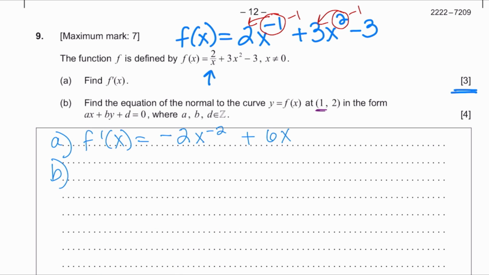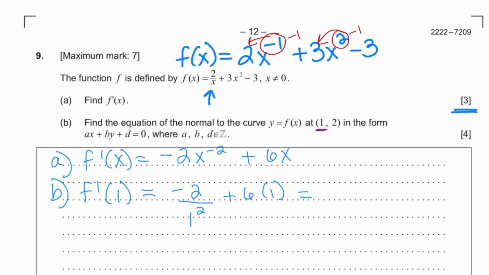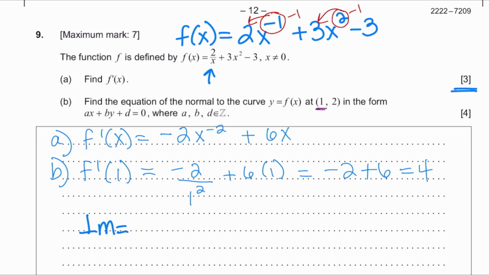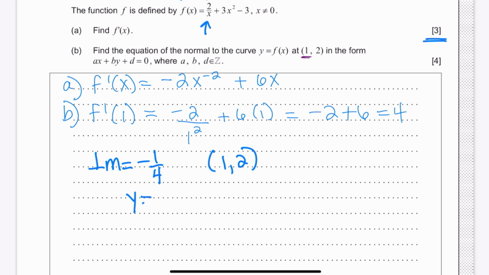So for part B, I'm going to go ahead and substitute f prime of 1. So I'm going to substitute 1 for every x in my derivative. So negative 2, that really means over x squared, so over 1 squared plus 6 times 1. This becomes negative 2 over 1 squared is negative 2 plus 6 is equal to 4. The perpendicular slope to positive 4 is negative 1/4. And it has to pass through the point 1, 2. So now I'm ready to figure out the equation of the normal.